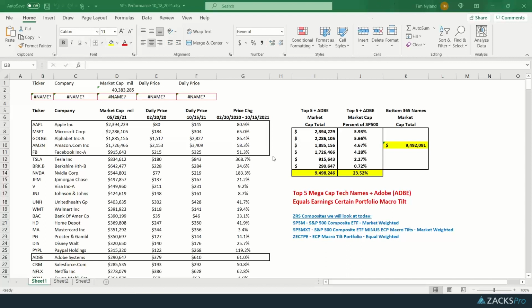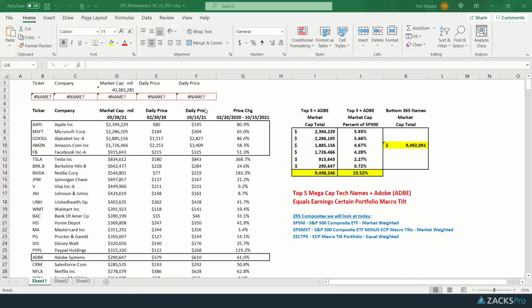And what you're going to note today, as we actually move to remove these top 6 names that I have highlighted here with the black box, these are going to be the top 5 mega cap techs, again, plus Adobe. You'll see that that group combined represents almost $9.5 trillion in market cap, and that group represents 23.5% of the S&P 500.